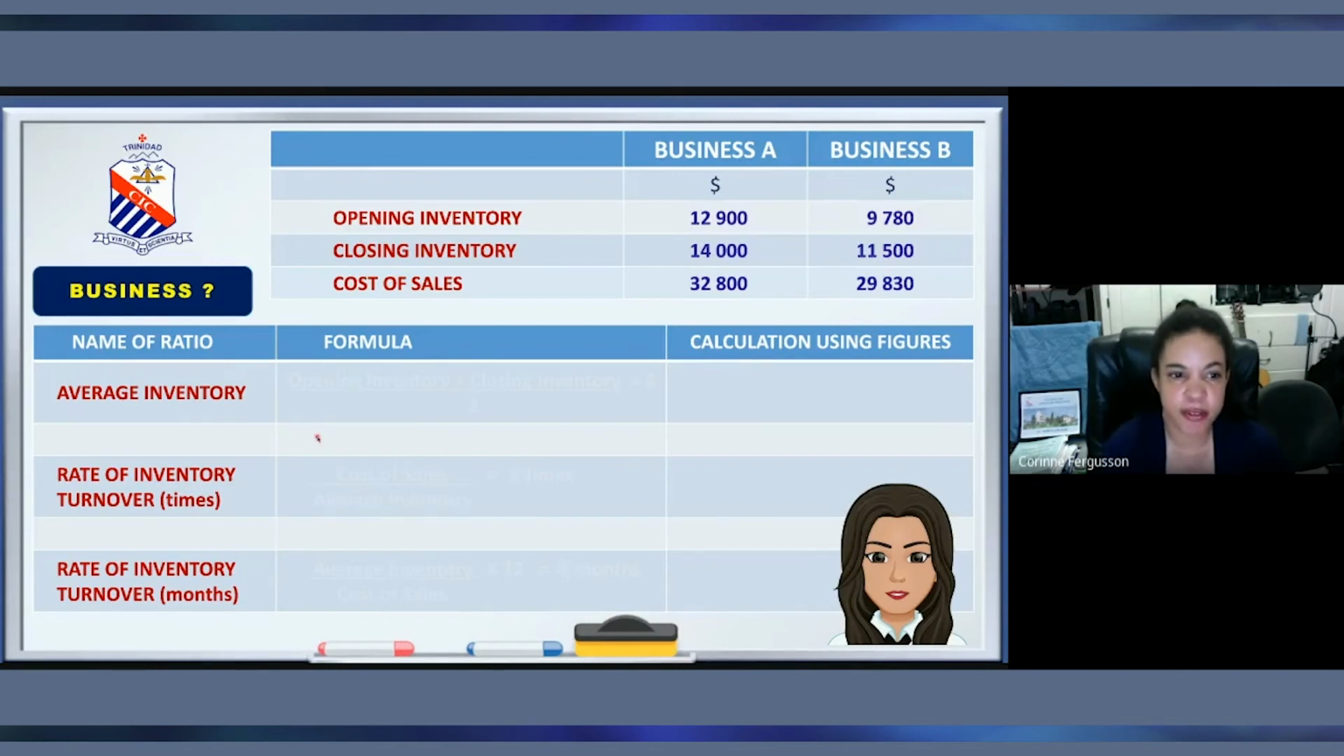So you're going to do that for business A, and then you're going to do that for business B. Same thing: average inventory, work it out, rate of inventory turnover in times, and then rate of inventory turnover in terms of months. So that's your assignment, and you have about 15 minutes, and then we come back with the answers.